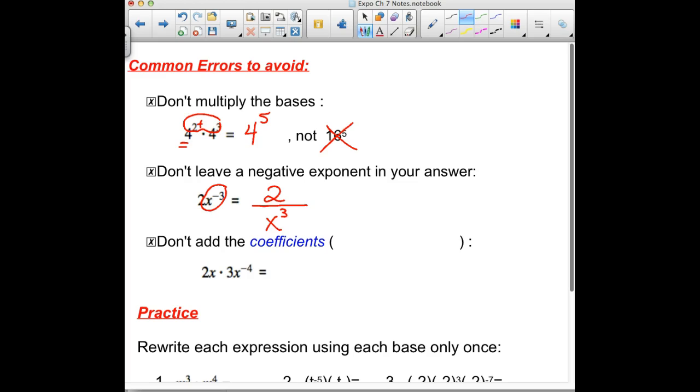Our third common mistake is do not add the coefficients. We get in the habit of adding the exponents and we think, oh, we just keep adding the coefficients. Now remember, coefficients is that front number.